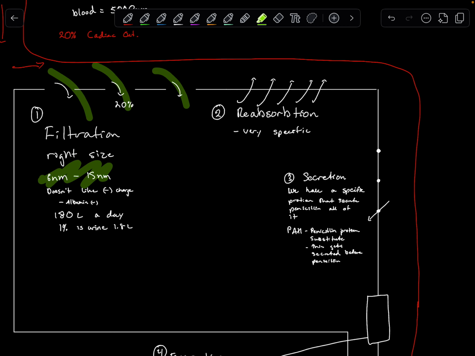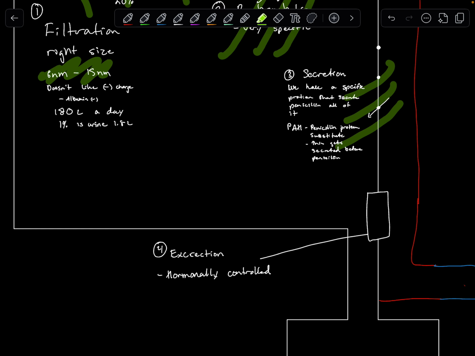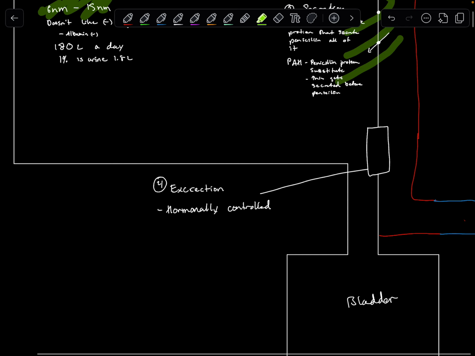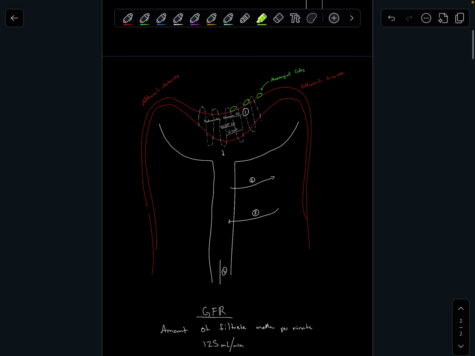Reabsorption is just these particles going back into the blood. Secretion is the particles coming back into the kidney from the blood. And then excretion is just going into the bladder and becoming urine. So that's just a super quick run through.